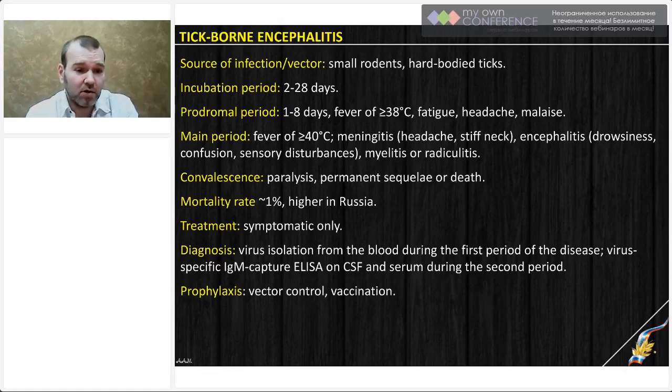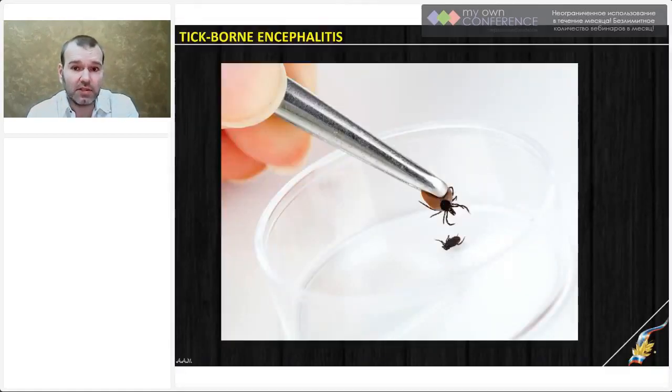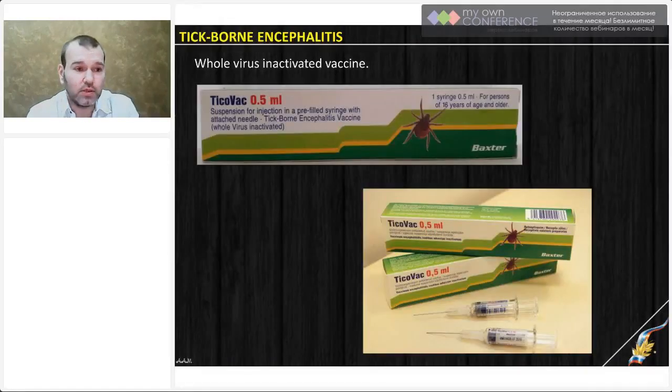Usually the mortality rate is low. It is officially about 1%, but in Russia the rate is much higher, though official data is not available and is not reported to WHO. The same measures of prophylaxis apply: control of tick vectors, and vaccination. One more thing: if you identify a tick, it's much better to take it with you to the laboratory to identify any disease transmitted through tick bites. Don't kill it, don't burn it, put it in some vial and take it with you. We have a whole-virion inactivated vaccine to control the disease.